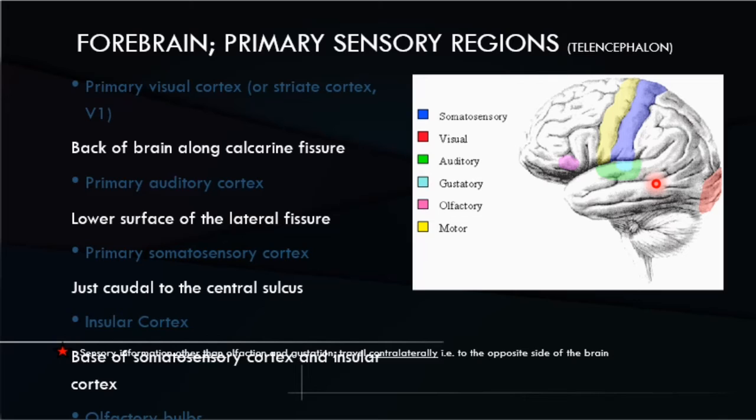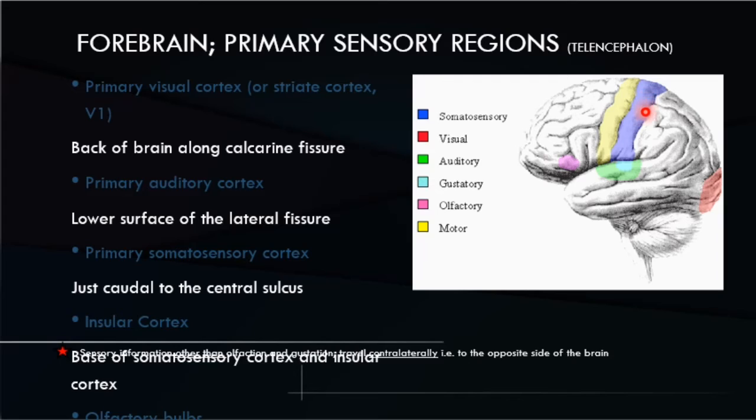And then we have the primary somatosensory cortex, where the messages from your sensory organs, like your skin and your muscles, go. That's just caudal to the central sulcus. So this is the central sulcus, and the somatosensory cortex is caudal to it. That means it's the back of it, behind it, right? So this purple one.